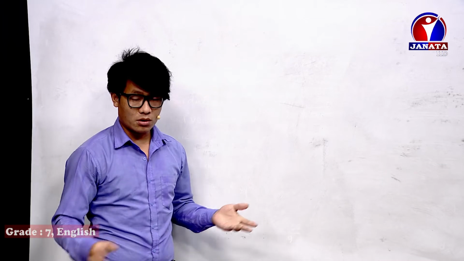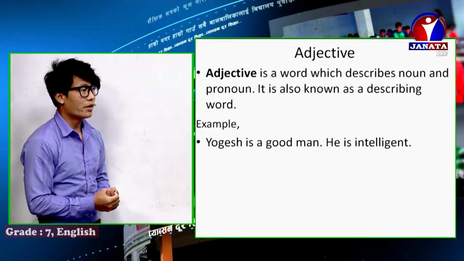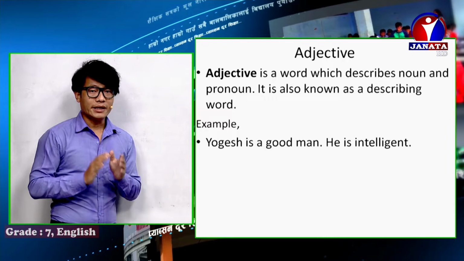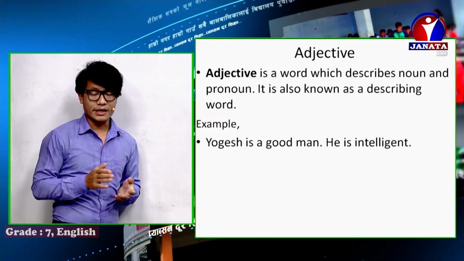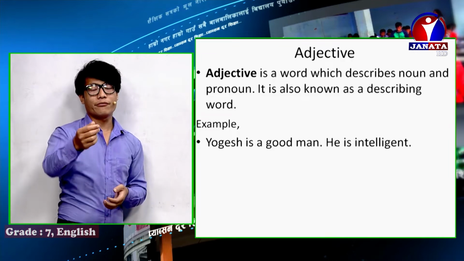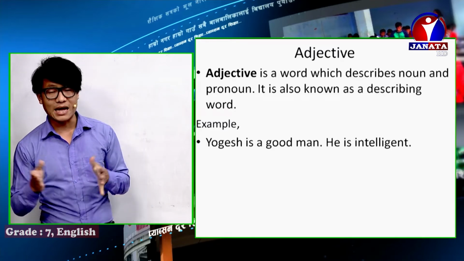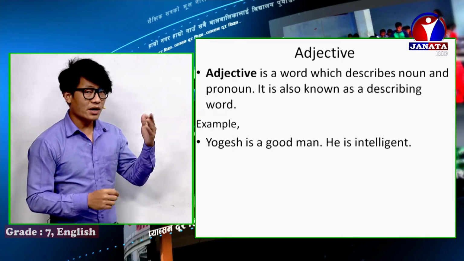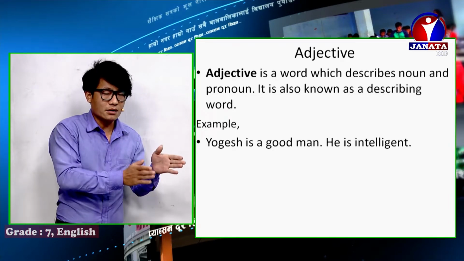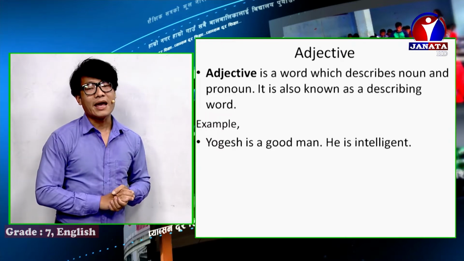So let's have one more example here. You can see this side. Yogesh is a good man. He is intelligent. Now, if you have a problem finding an adjective, then you can use one W word, and that is how. Like, Yogesh is a good man. How is Yogesh? The answer comes: Yogesh is a good man. So good is an adjective.